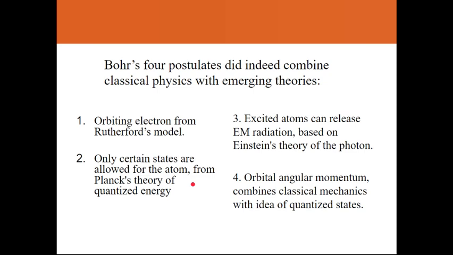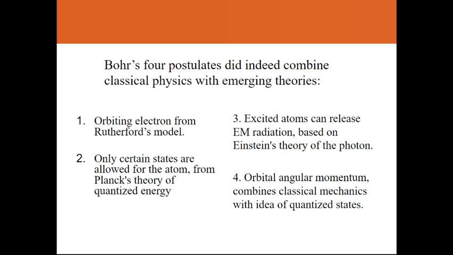So yeah, Bohr's model effectively combined a lot of classical physics with more up-and-coming ideas. He took Rutherford's orbital model, and that's postulate 1 following that main idea. But postulate 2 talks about certain stable states that are possible, which is based on Planck's theory of quantized energy that Planck used to explain black body radiation. And then he took Einstein's idea of the photon to explain that electrons could become excited and jump up a level if they absorbed energy, or they could jump down to a lower energy level and release photons.